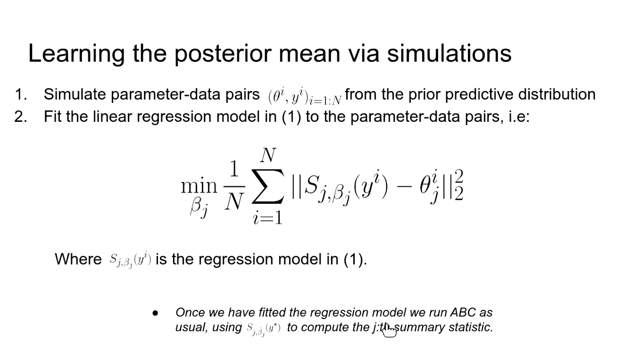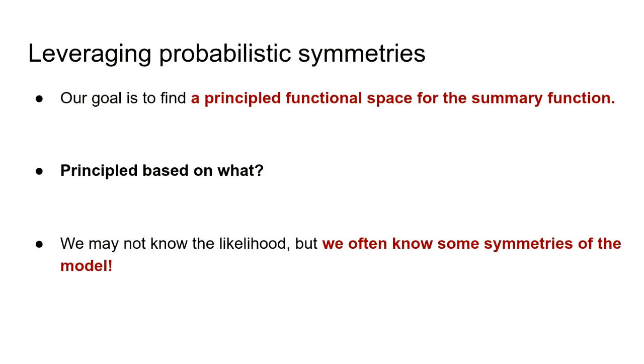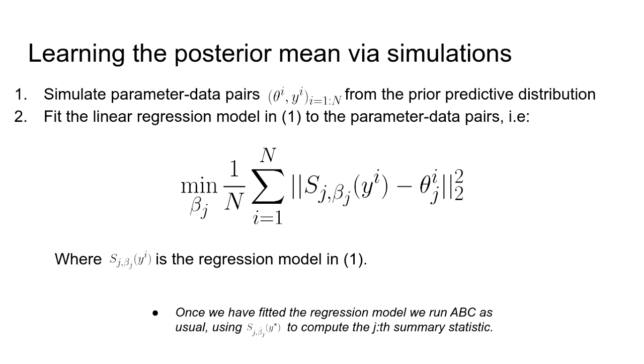And now it's Pierre's turn to tell us how we use the probabilistic symmetries in the data. All right, so thanks, Samuel, and many thanks to the organizers for making this happen. As Samuel explained, we have an optimization problem that we want to solve using samples from the prior predictive distribution. And the main question we're going to look at now is how do we find a function class for this S function?